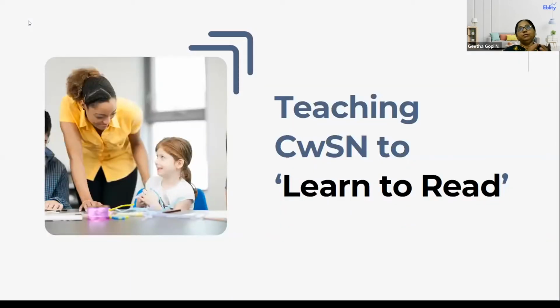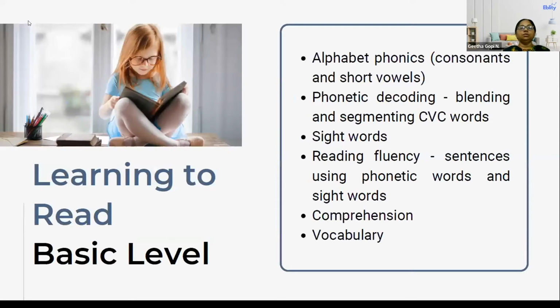So we've looked at a lot of the different kinds of activities that can be used, and how multisensory ways can build better reading skills. Now, when we come down to narrowing our focus into how to teach children with special needs to learn how to read, we start from learning to read. The basic level includes starting with alphabet phonics. And when we talk about alphabet phonics, especially in English, it includes the consonants and the vowels.